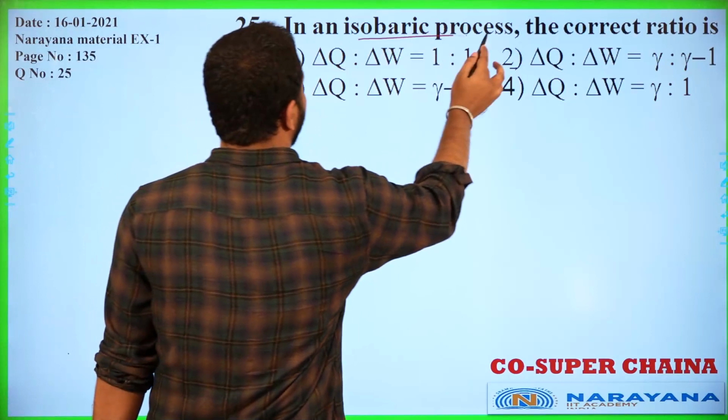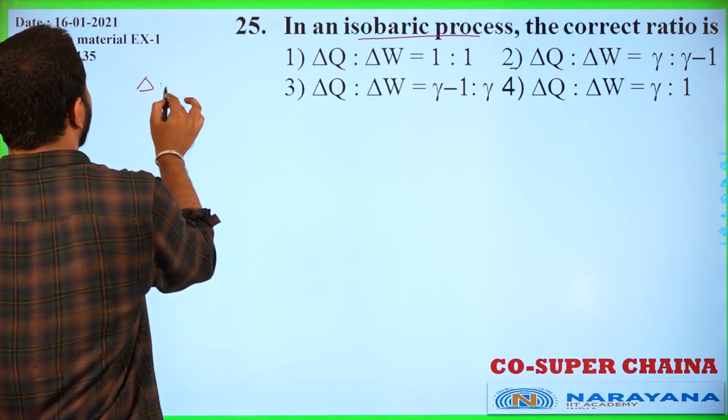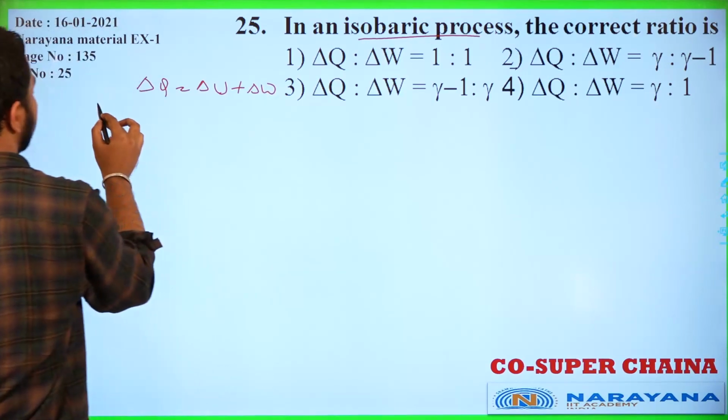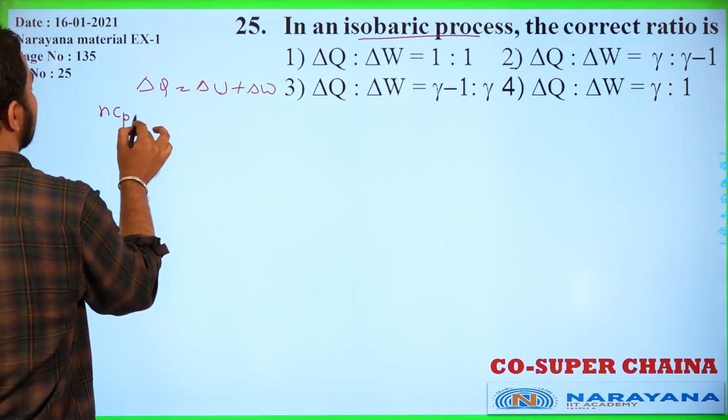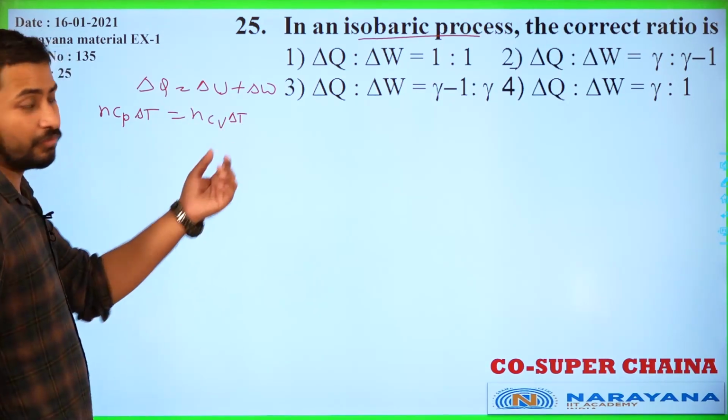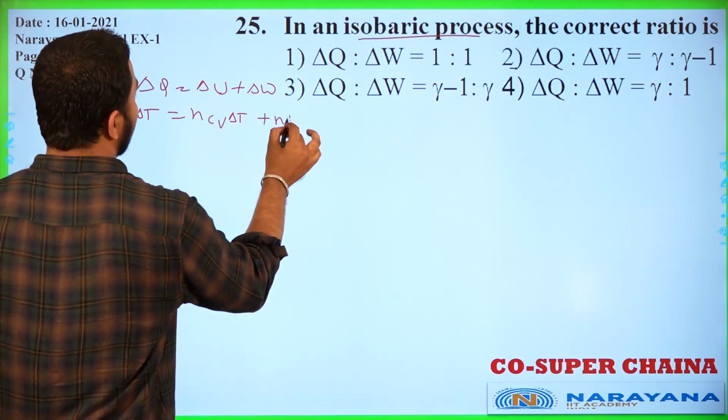Again we have an isobaric process. Same thing, if we apply it, delta Q will be equal to delta U plus delta W. Delta Q can be written as n Cp delta T. Delta U will be n Cv delta T, right? Just now we have done this, plus delta W, which is nR delta T.